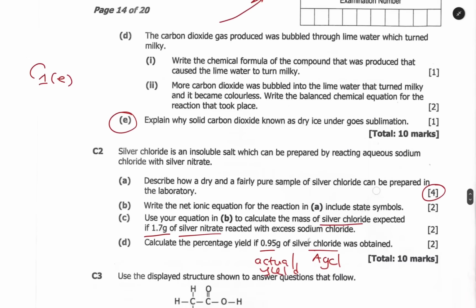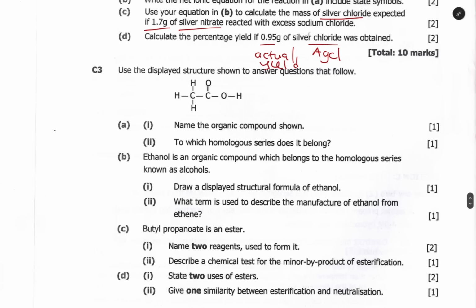Let us go back to the last question now, organic chemistry. Use the displayed structure shown to answer the question that follows. So the first question is, name the organic compound shown. Just from this functional group, this is a carboxylic acid, but it has one carbon. So what is the carboxylic acid with one carbon? It's not methanoic, it's ethanoic. So this is the ethanoic acid.